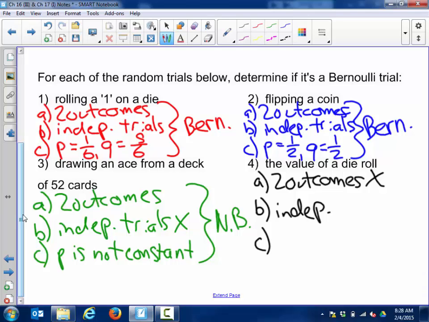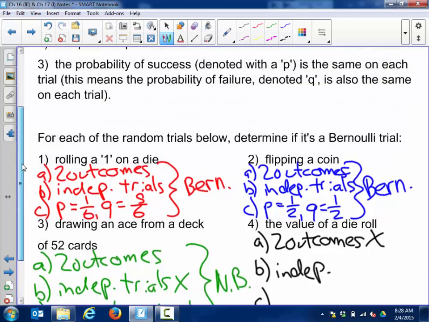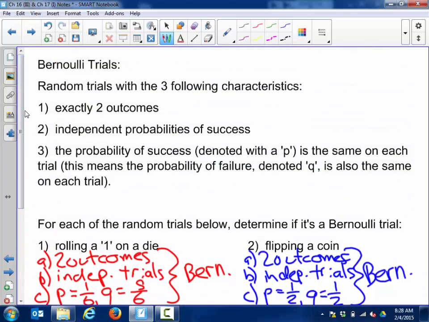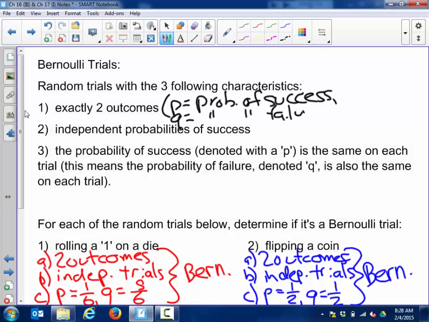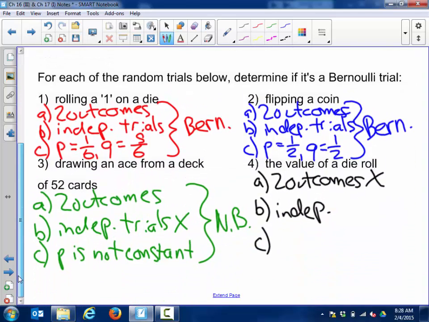And P is constant? Well, no, it's not, in some sense. If for exactly 2 outcomes, P is equal to the probability of success, and Q is equal to the probability of failure, then P and Q don't even make sense here because you have more than 2 outcomes. P and Q don't apply.